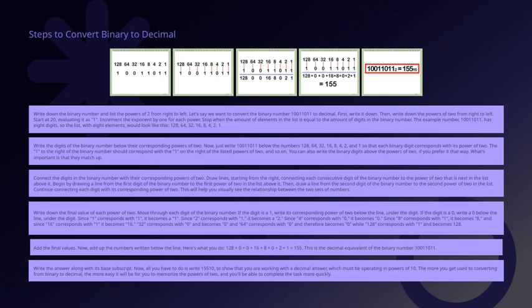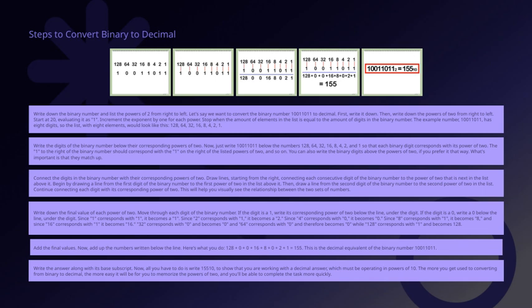The next step is to add up all the values where the binary digit is 1. So, for this example, that's 128 plus 16 plus 8 plus 2 plus 1, which totals 155. This sum is the decimal equivalent of our binary number. Finally, write this number with its base subscript, like 155 base 10, to indicate it's a decimal number. And don't forget, writing it as 155 base 10 makes it clear we're working in base 10.